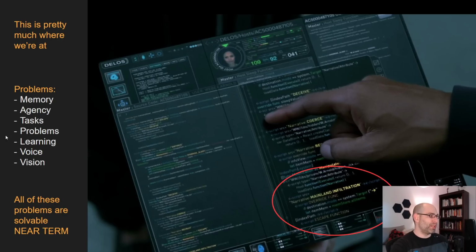So I've got a short list here. Memory, agency, task management, problem solving, learning, voice, and vision. So basically all of these are solved on their own. Now all we have to do is integrate them. And it will not be long before someone integrates those. And a big reason is just the profit motive, right?